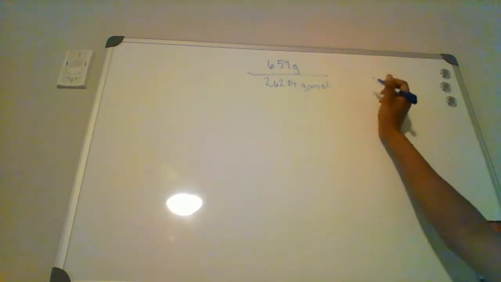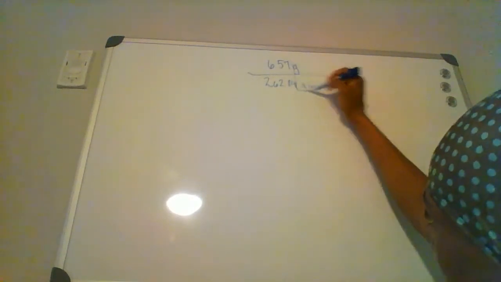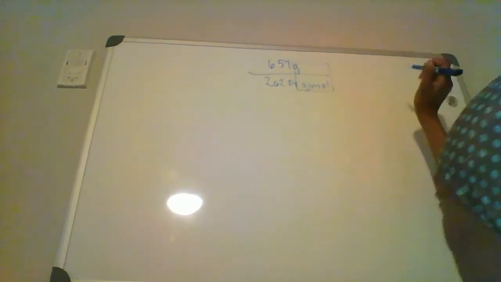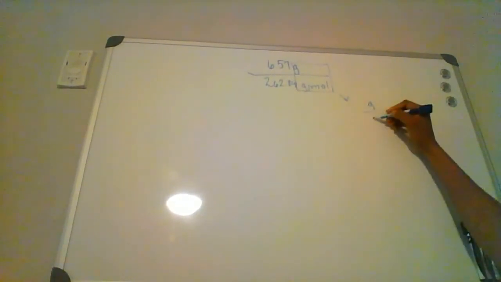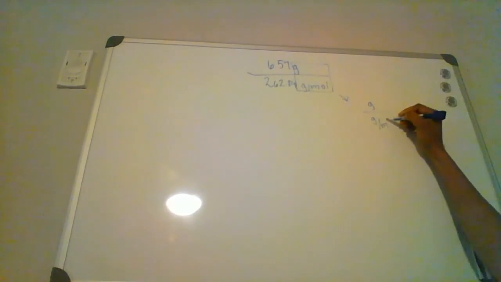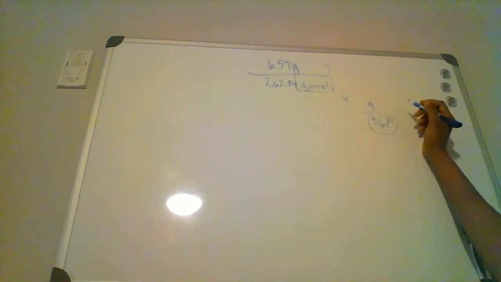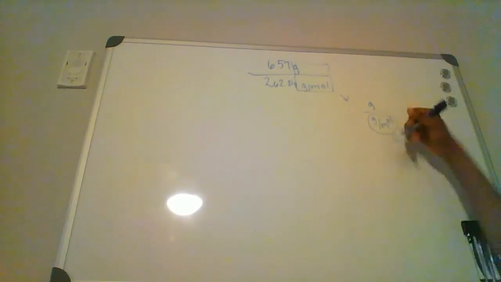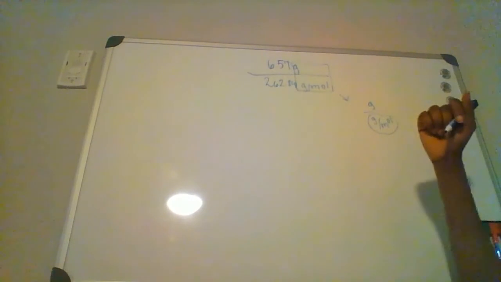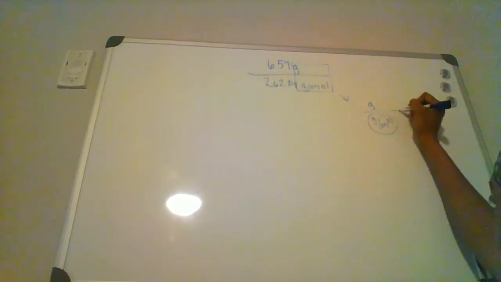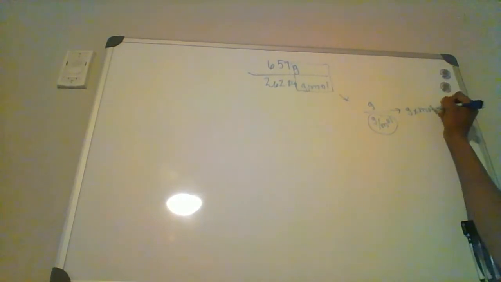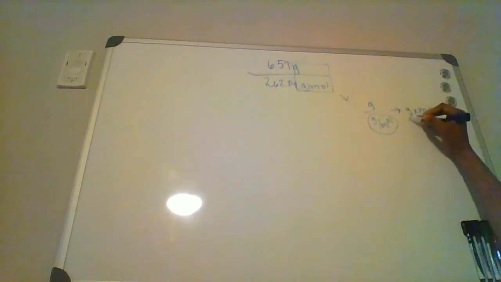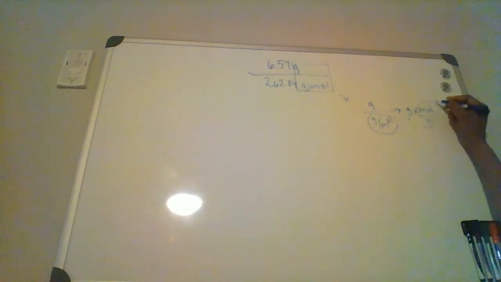All right, the first thing that I'm going to do is analyze the units or the dimensions. So you have grams divided by grams per mole. And we know that dividing by a fraction is the same thing as multiplying by the inverse of that fraction. So this becomes grams times moles per gram, leaving us with a unit of moles, okay?